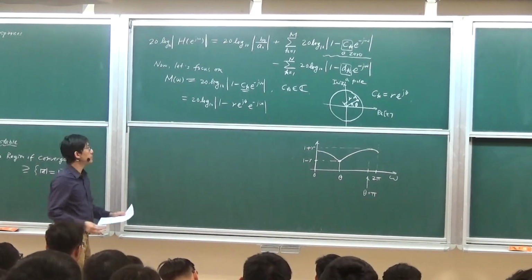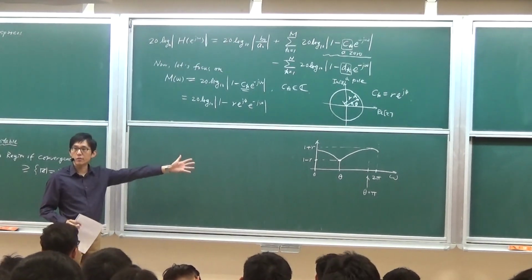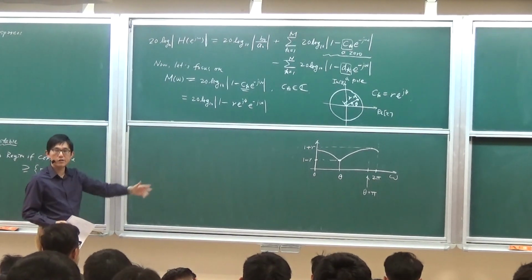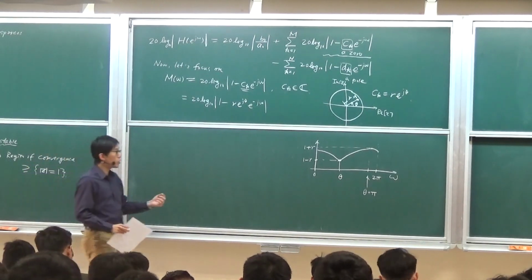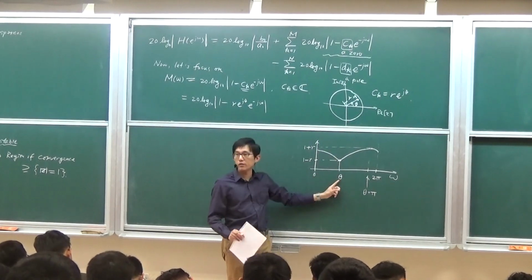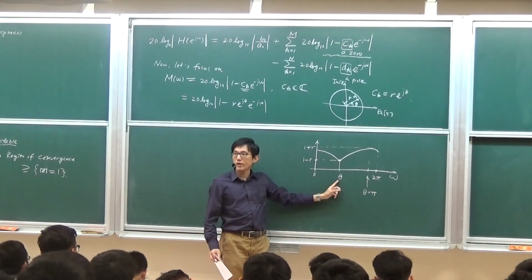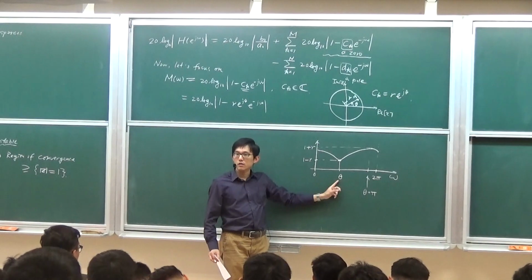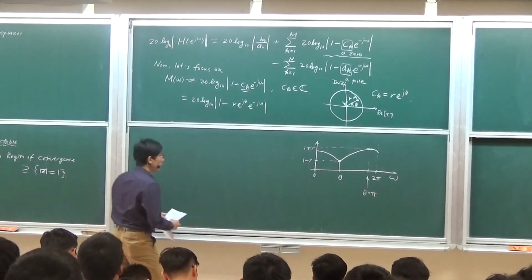Now, why is that the case? I'm just jumping ahead. This is the result, the kind of sketch: the magnitude response due to the presence of a zero located at frequency theta with radius r. But why is that the case?